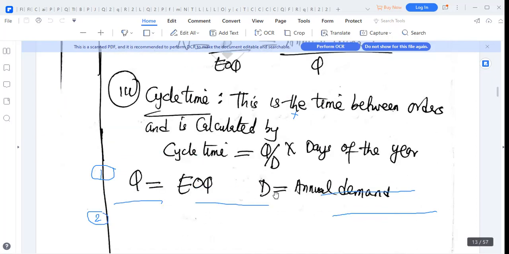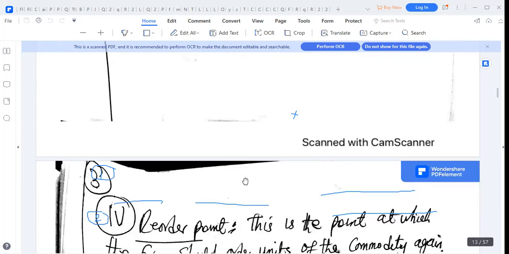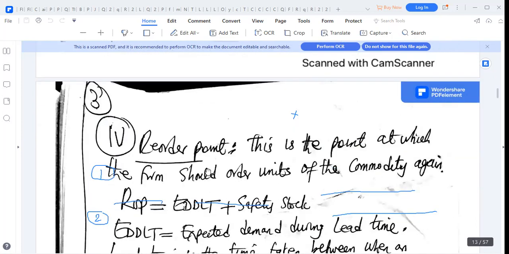Then we have D as annual demand, and Q as the EOQ. Then we also look at the reorder point. That's formula number 4. This is the point at which the firm should order units of the commodity again. That is what we call the reorder point.